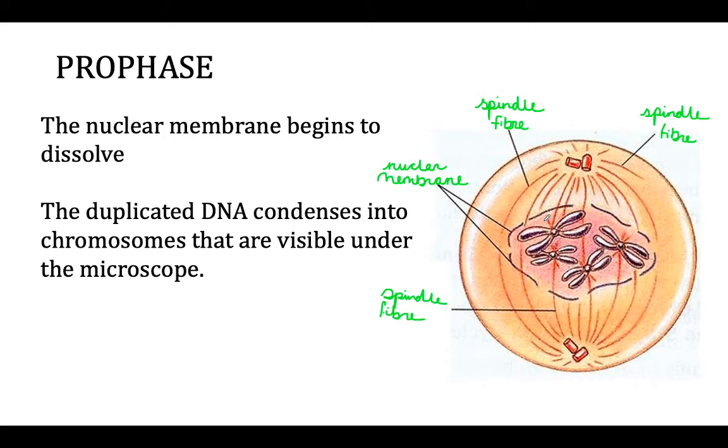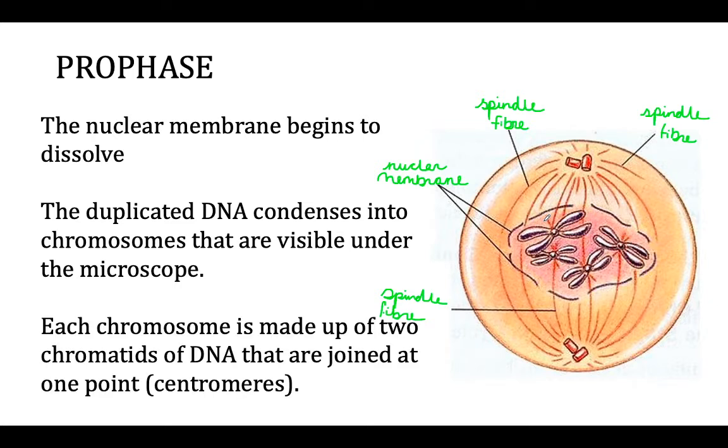Secondly, you've got the duplicated DNA, right? We said that was chromosomes. It condenses and forms chromosomes that become visible under the microscope. So if you take a look at a slide and you can see the chromosomes, then you know that you're in some form of cell division. Each chromosome is made up of the two chromatids of DNA that are joined at one point, which is our centromere. So if you take a look at those circles that are acting as a joint of the two parts of the chromosome, that is what we call the centromere.